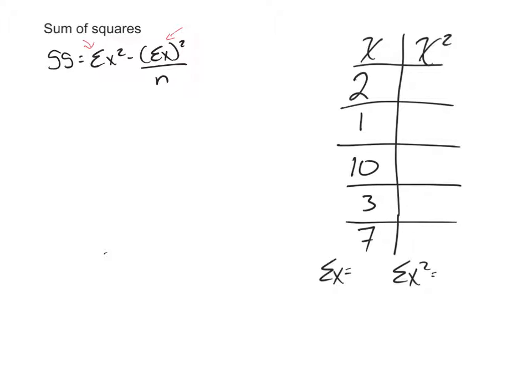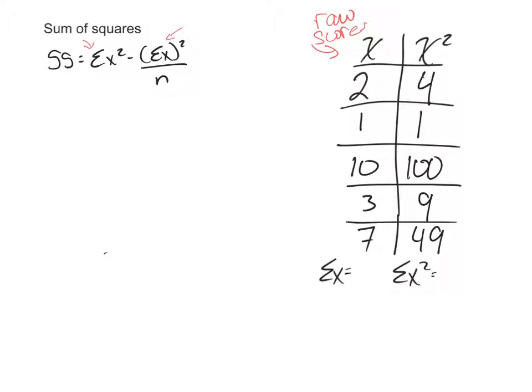Okay, so let's look over here, and we have our raw scores as denoted by x right here. So we have somebody who scored a 2, a 1, a 10, a 3, and a 7. So the first step is to square each one of the raw scores. So 2 becomes 4, 1 is 1, 10 becomes 100, 3 is 9, and 7 is 49.